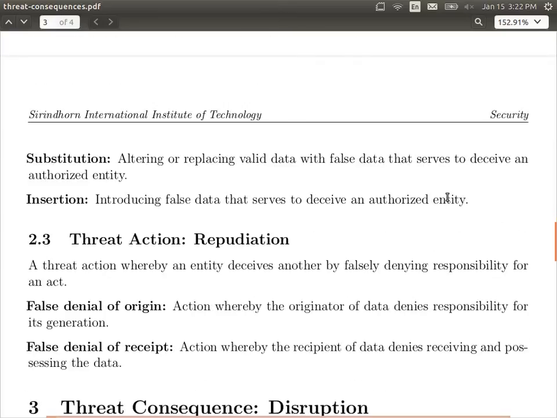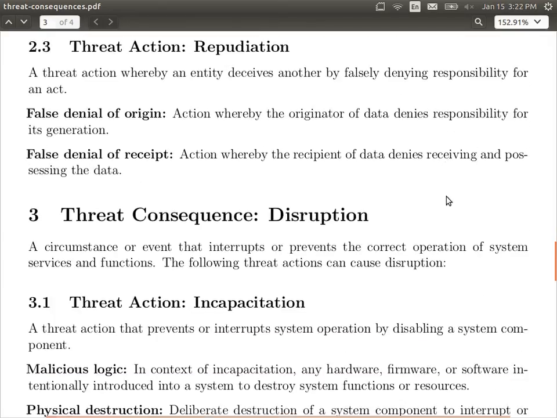We mentioned before repudiation, this concept of denying things have happened. So false denial of origin. Someone who sends data denies responsibility for creating that data. Someone sends a message to someone else, and that's not a nice message, and then they later deny and say, I didn't send it. Someone else sent it.